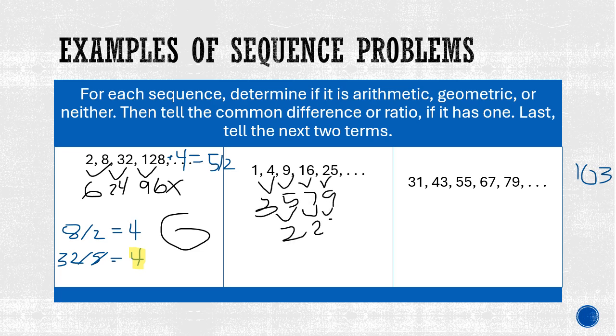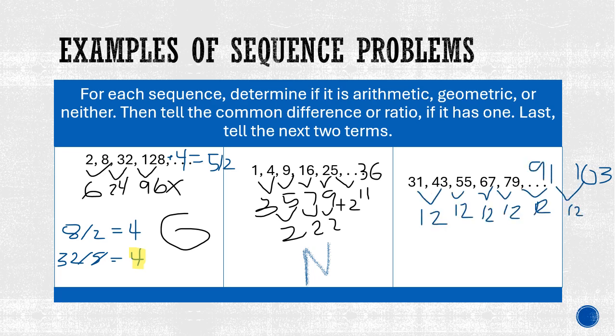In the middle sequence, I do the first differences and notice that they aren't the same, but they're really close. So I went ahead and did the second differences, and they are all different by 2. So I added back. 9 plus 2 is 11, and 25 plus 11 is 36. Now, because I had to go to second differences to get the same number, that means this is neither. It is not geometric. It is not arithmetic. There is not technically a common difference.